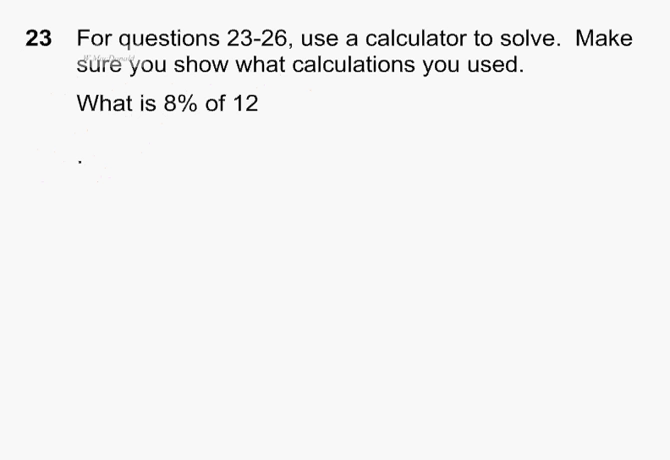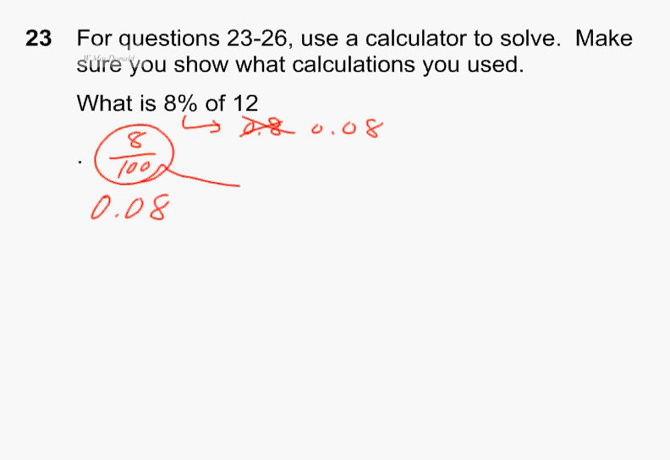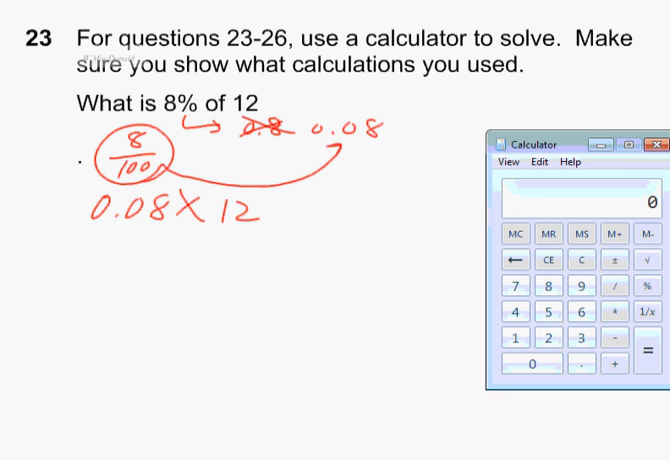Questions 23 to 26 say use a calculator to solve. Okay, so what is 8% of $12? So for a calculator, you're going to go 8%, which is 8 hundredths. A lot of people put 8 tenths. This is not this. No, it is 0.08, 8%, 8 hundredths, right? Of 12. That's what you had to do. You had to multiply those two together. And if you use your calculator, decimal 0.08 times 12 is 0.96.